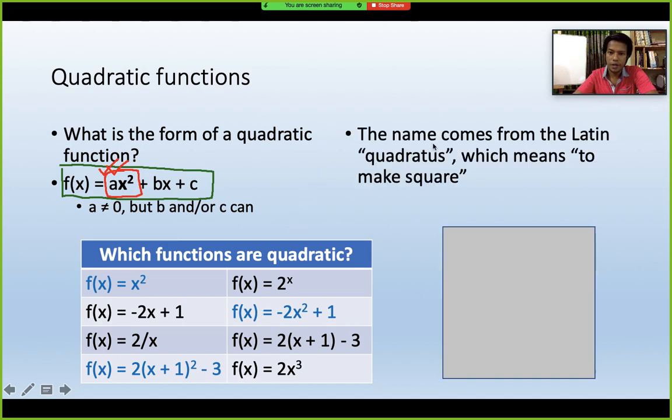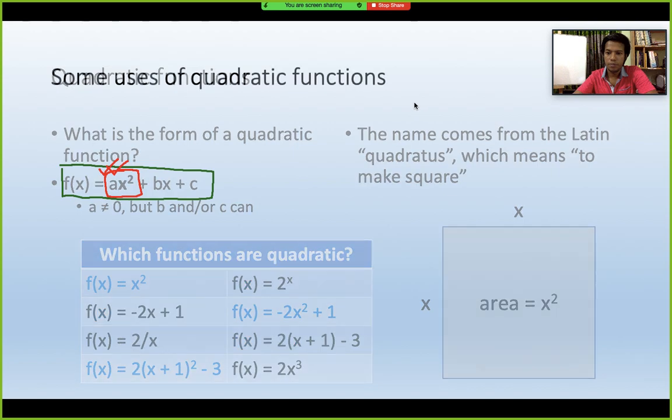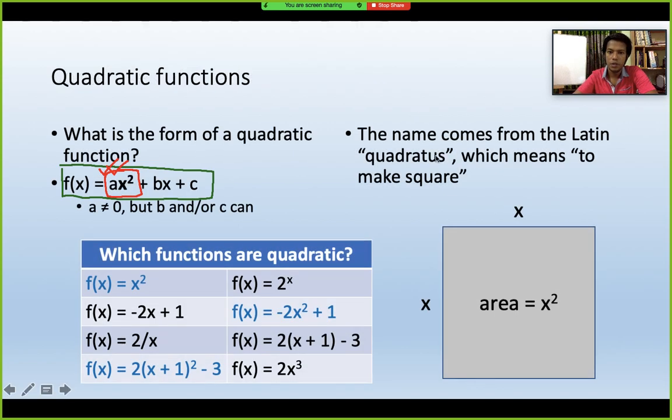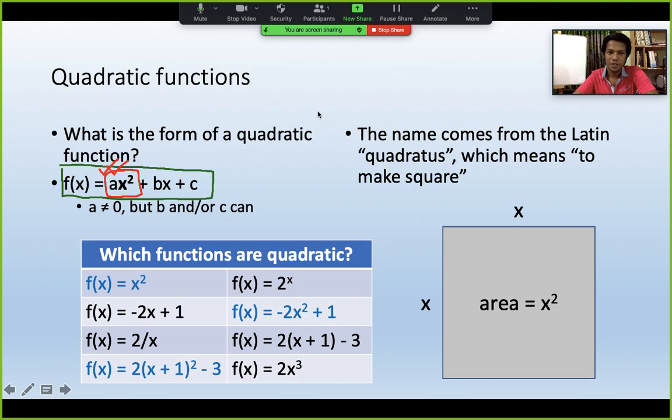And this word came from quadratus, which is of Latin origin. Quadratus means to make square. So you see, basically the origin of our quadratic function is also related to a square. Square, and x makes x squared. You know that. So this is the origin of quadratic functions.